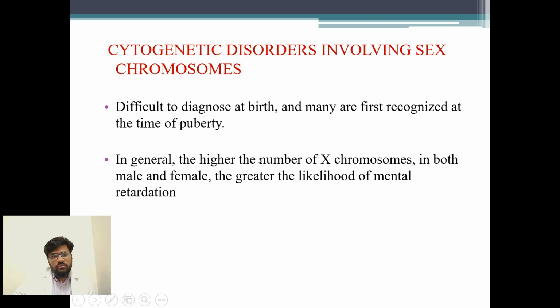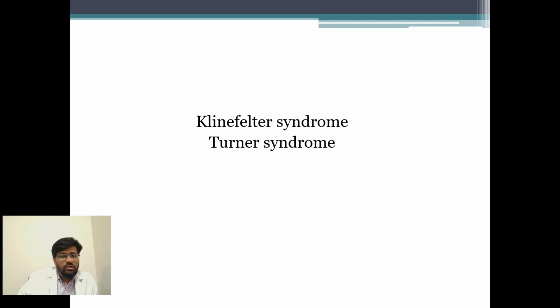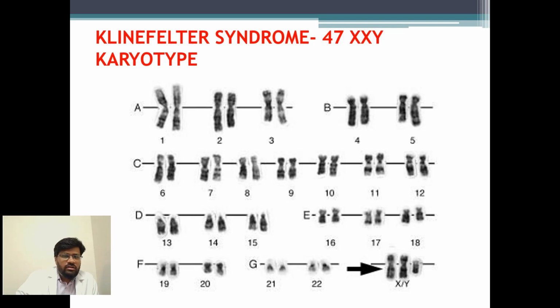So remember this as a rule of thumb: the greater the number of abnormal X chromosomes, the greater the likelihood of mental retardation. So there are two cases here that you have to remember: Klinefelter syndrome and Turner syndrome. Klinefelter syndrome is 47,XXY. This is a karyotype. You see the sex chromosomes. We have two X and a small Y. The Y chromosome is always small when compared to the X. So this is a karyotype.